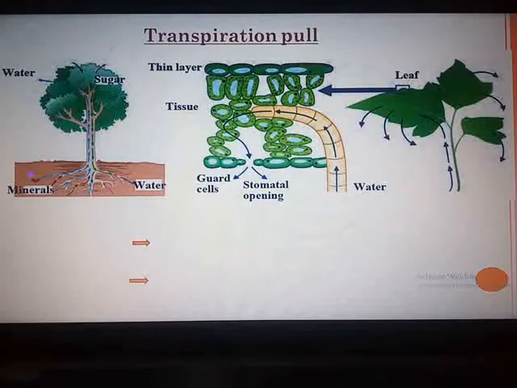But for the plants, these guard cells control the opening and closing of the stomata, because plants do not have a well organized brain like us. So there are these cells to carry out the function. Now transpiration takes place through these stomata.